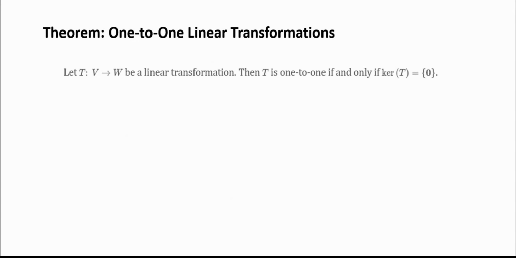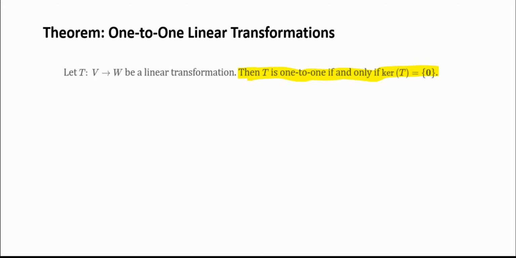So this theory, one to one. This is a good theory. This is the one that I use. How can we figure out if the transformation or the system is one to one? This theorem says that T is one to one if and only if the kernel only maps into zero. Okay, so that's what we'll use.